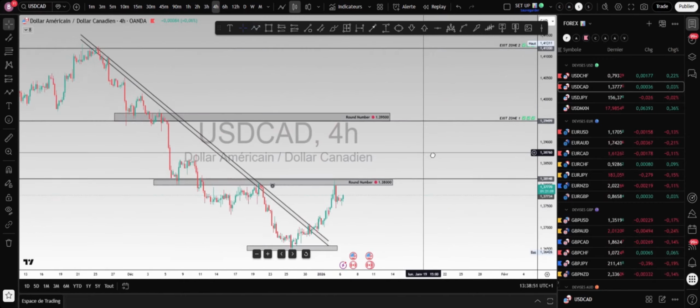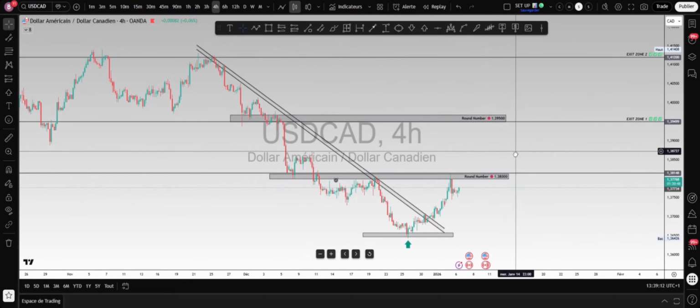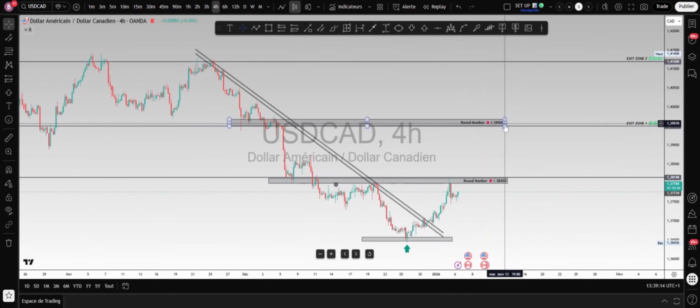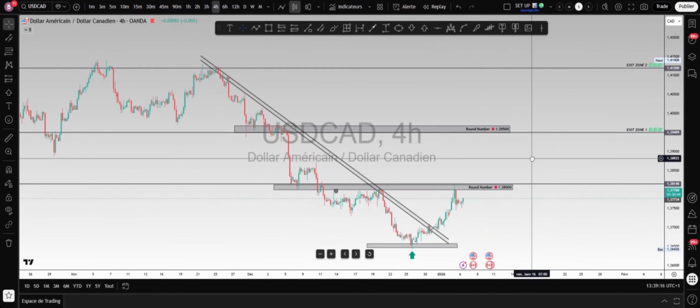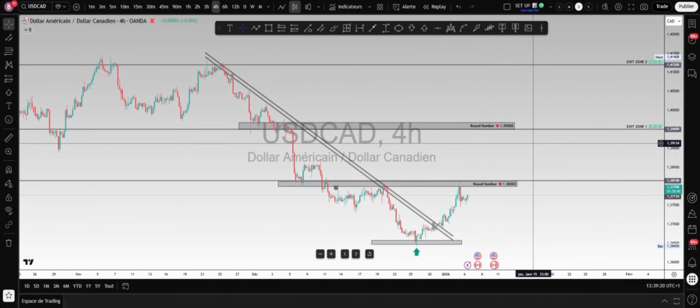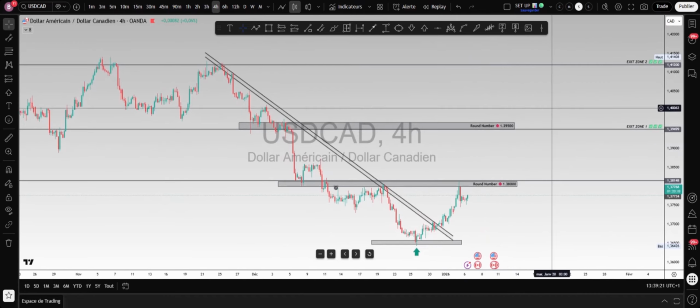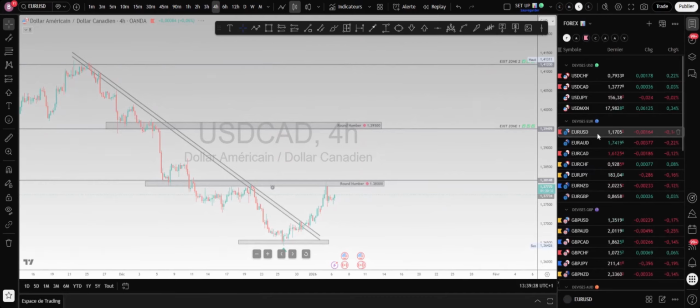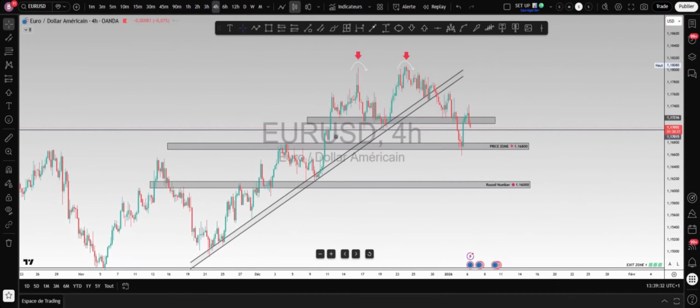So we are right at 1.38,000. Then here I have my second price zone. We are around 1.39,500. Okay, so exit zone number one, exit zone number two. Next, we move on to the Euro USD, quite simply Euro USD.